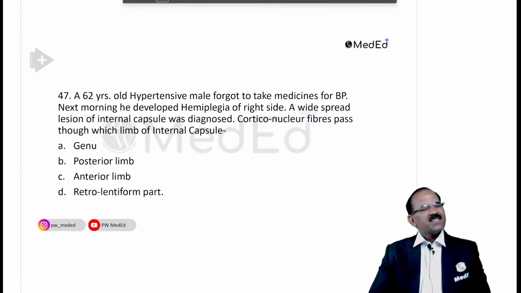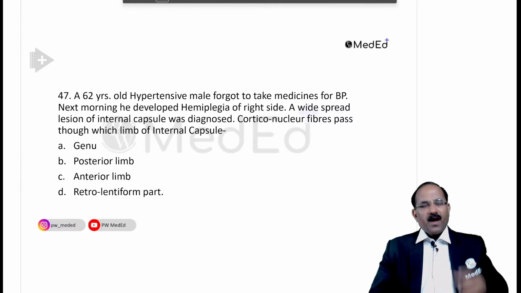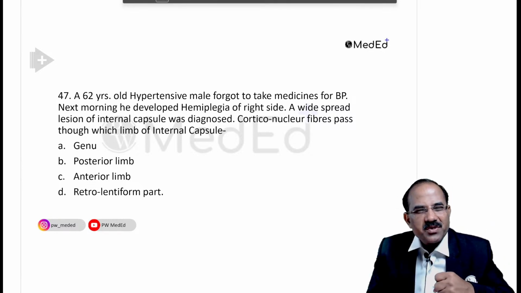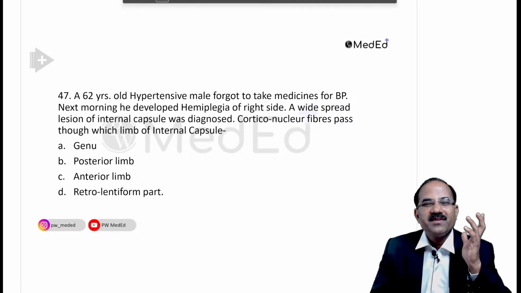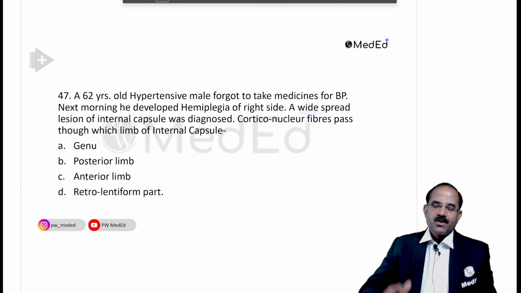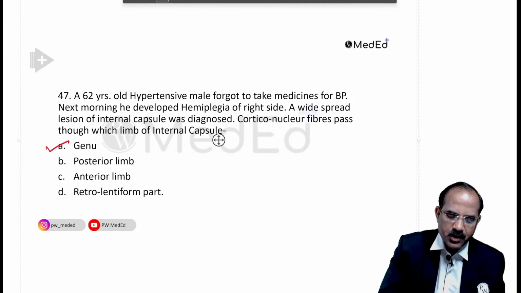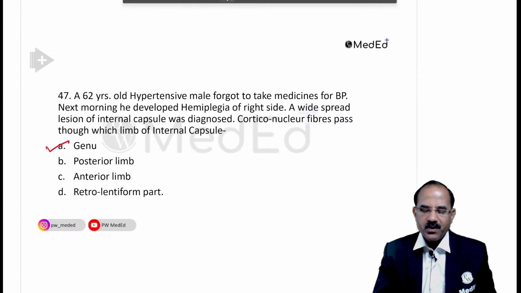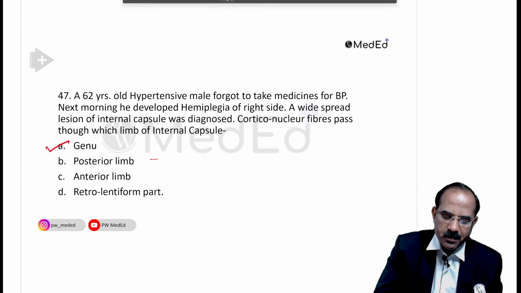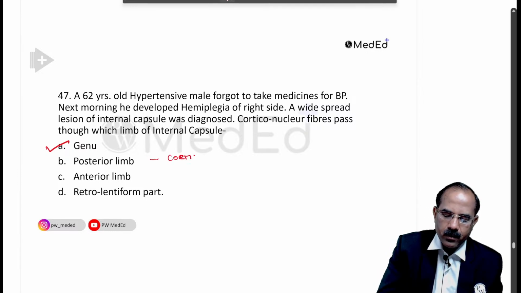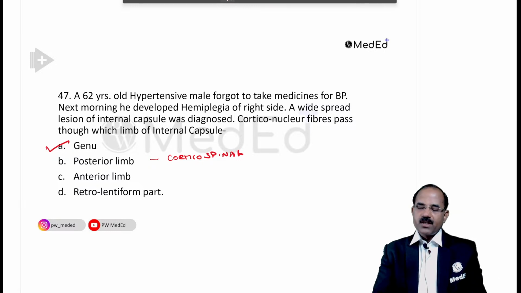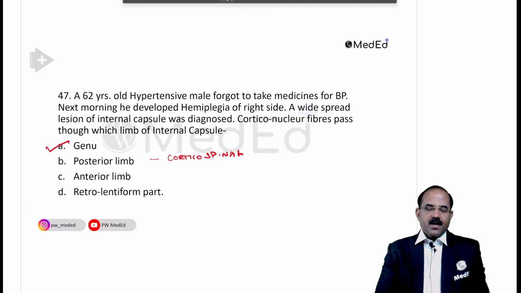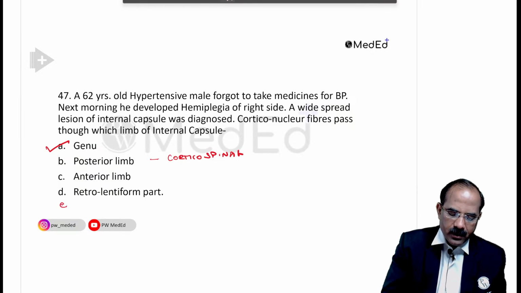Students, answer this. This is another extremely important MCQ. I specially handpicked the MCQs for you. So, corticonuclear fibers pass through the genu of the internal capsule. Genu, corticonuclear fibers. What passes through the posterior limb is the corticospinal fibers. Another very important MCQ. The posterior limb carries corticospinal fibers. Then the retrolentiform part, and which is the last part?